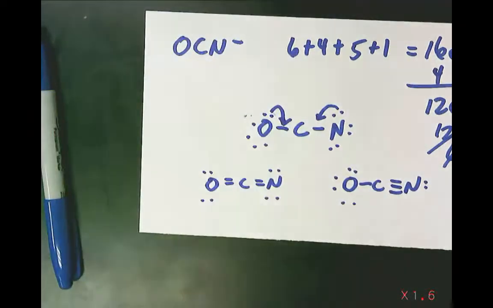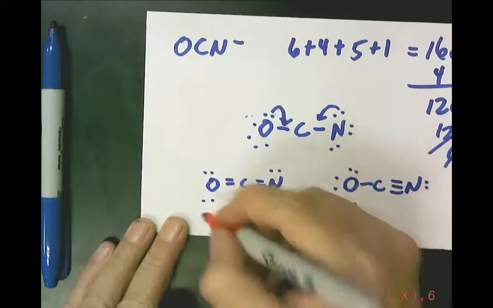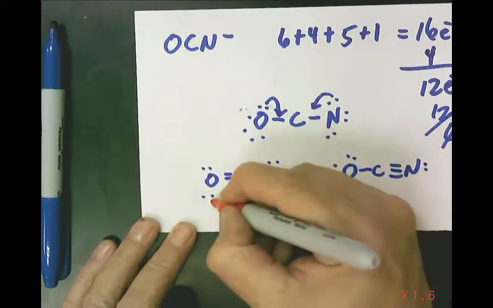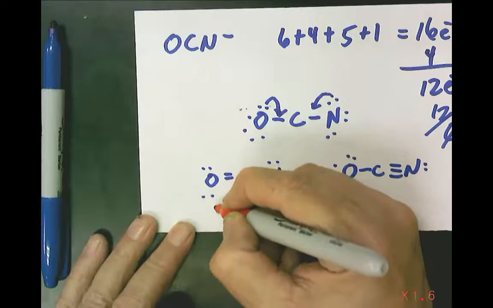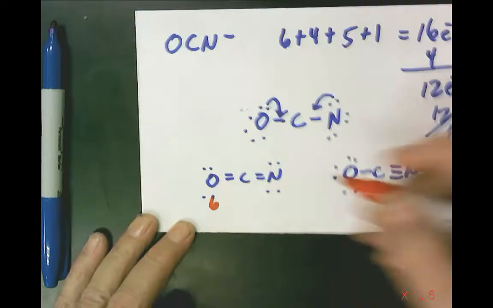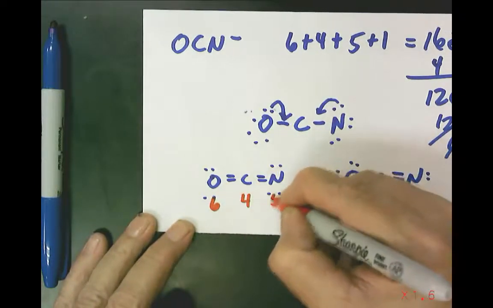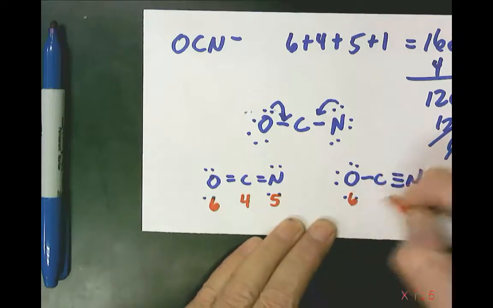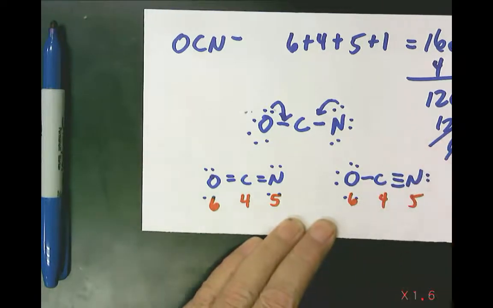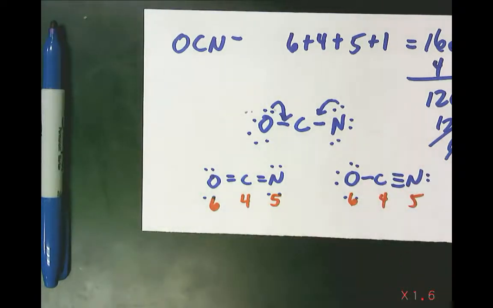Okay, let's get some different color in here. So oxygen is, let's see, 6. Carbon is 4. Nitrogen is 5. Okay, so 6, 4, 5. Okay, it looks like we might need a little more paper.